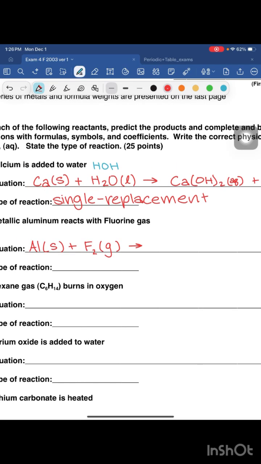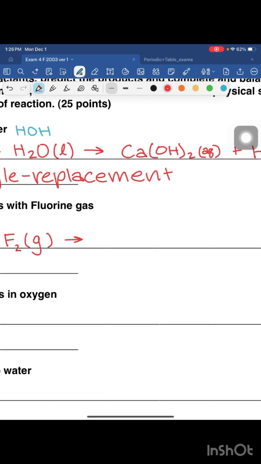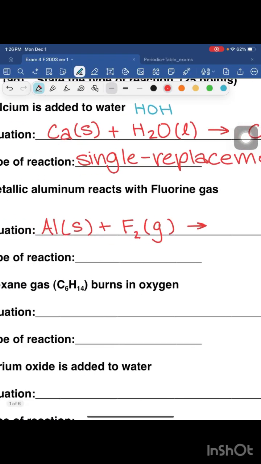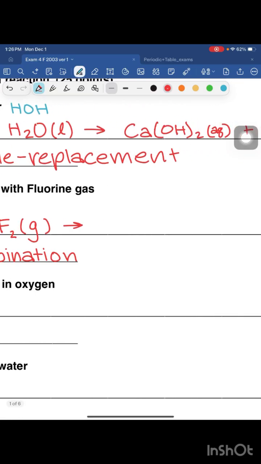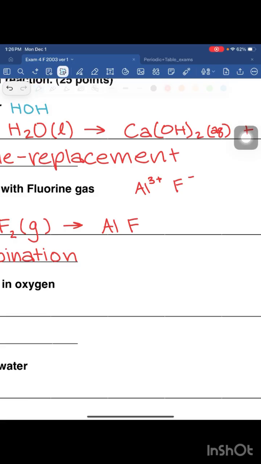You have 2 individual things being combined together. That's going to be a combination of the 2. So this is a combination reaction. So we're going to have Al and F. Al has a 3+ charge and fluorine has a 1- charge. So when we put these together, when we do our crisscross, it's going to be AlF3. And we assume this is an air, so this is solid.